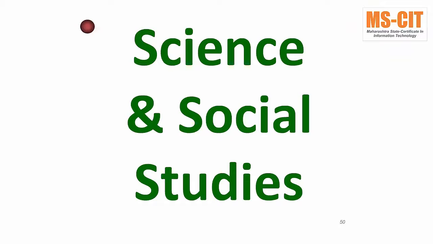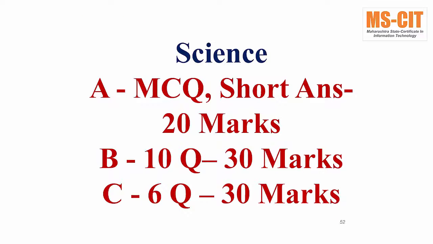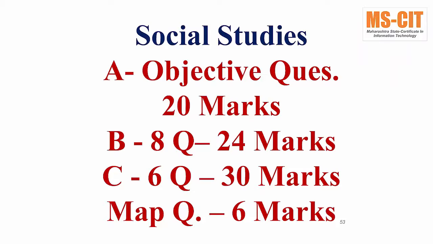Now science and social studies, those two subjects I am covering simultaneously. In those two subjects, science and SST, these are the types of questions which can be asked. This is the science paper pattern. Section A, 20 marks. Objective or short answer questions are there. MCQs are also there. Section B and C, both are for 30 marks. But section B will cover 3 marks questions and section C will cover 5 marks questions. So in short, in your papers, only 1, 3 and 5 marks questions will be asked in science.